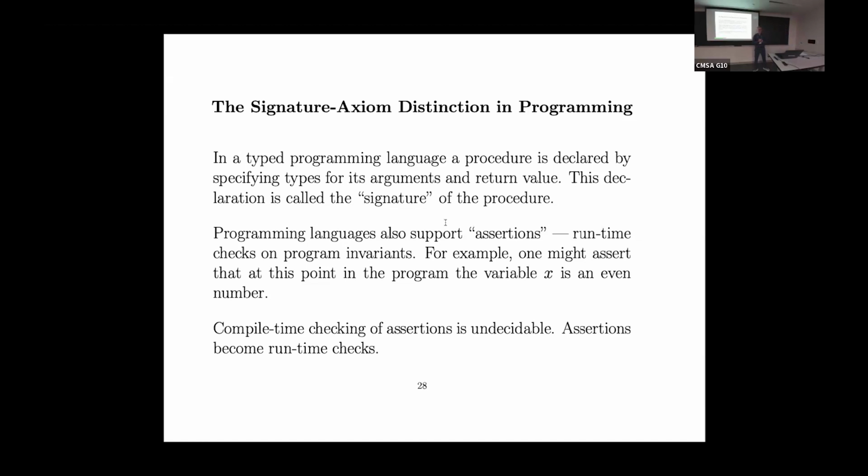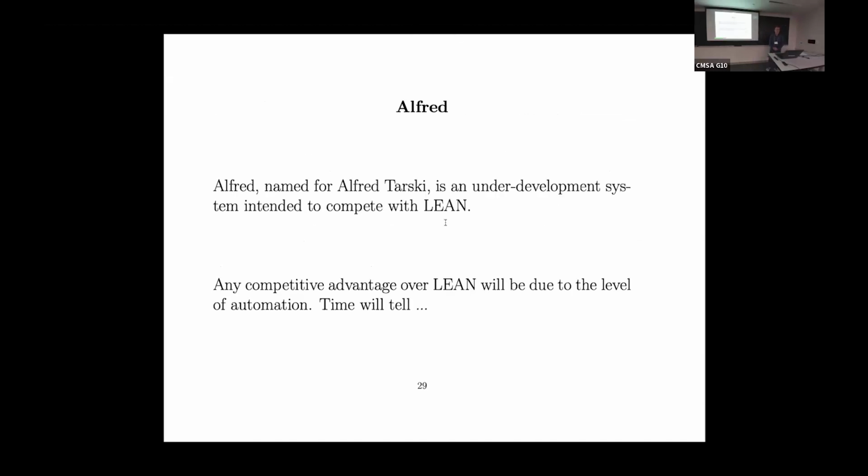I'll just point out that programming languages make this distinction between what I'm calling axioms and what I'm calling the signature. Programming language people will talk about the signature of your function: what are its input types and what is its output type? So the functions have the signature, but we also have these assertions that are going to be checked at runtime.